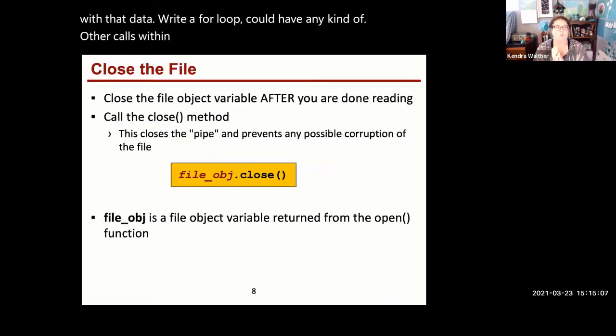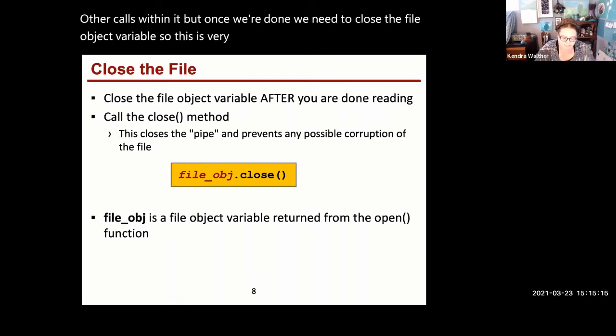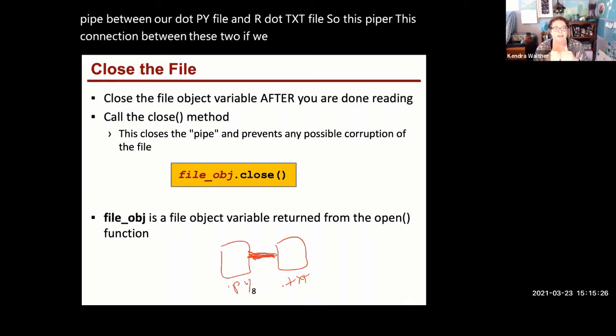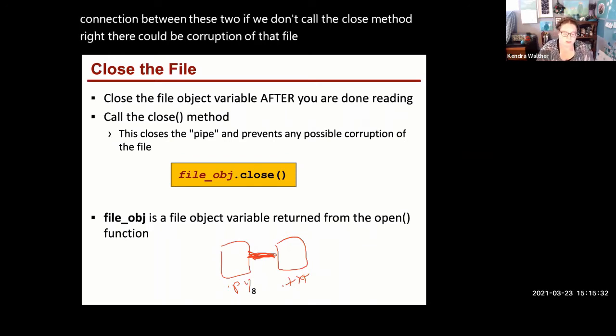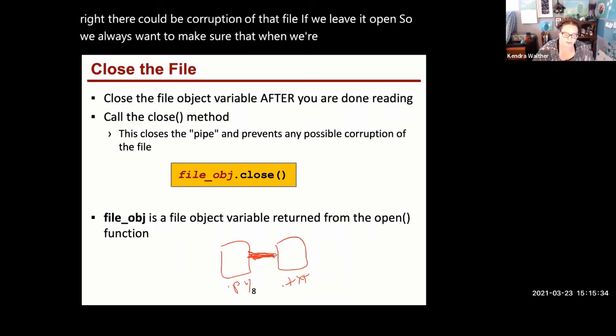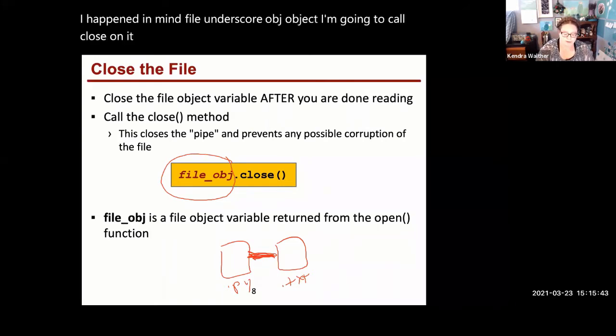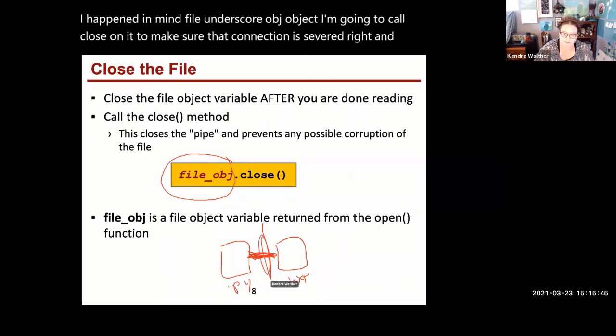But once we are done, we need to close the file object variable. This is very important. We said there's that pipe between our .py file and our .txt file. If we don't call the close method, there could be corruption of that file if we leave it open. So we always want to make sure that when we're done, whatever we named our variable, I happen to name mine file_obj, I'm going to call close on it to make sure that that connection is severed, and that text is free to do its own thing.